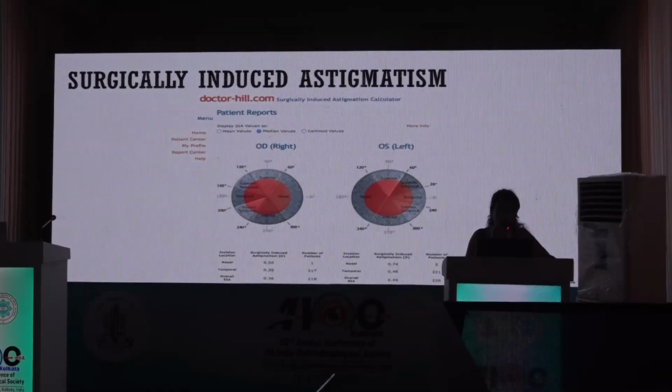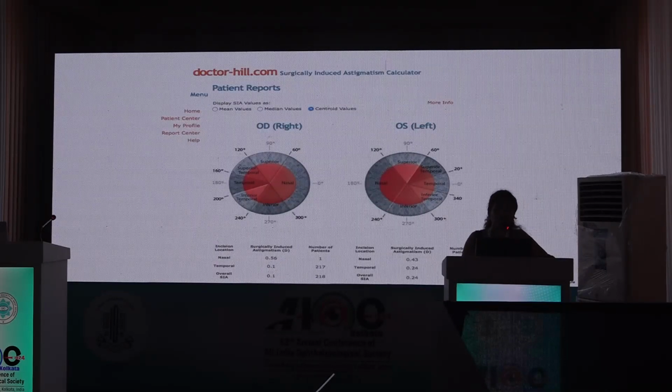Now, coming to another important concept which everybody of us is scared of, there is some surgically induced astigmatism. How to incorporate that, what to do. So drhill.com gave a surgically induced astigmatism calculator to calculate your SIA, which was initially based on the median value, where you input your own data of around 30 to 50 patients, however much you can, and that will give you a median value of your overall SIA for your right eye separately and your left eye separately. Then it also came to the centroid values, which is actually a little simpler to understand.